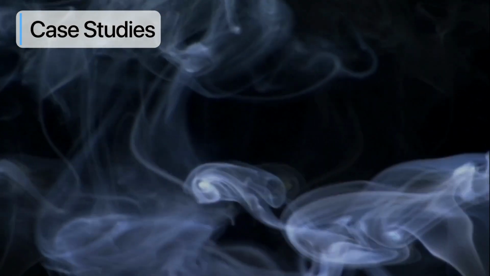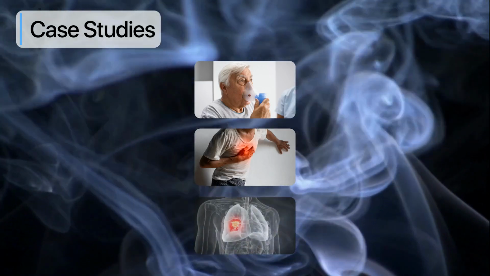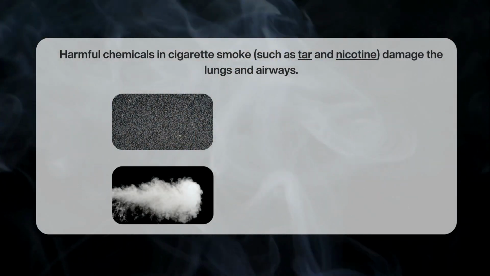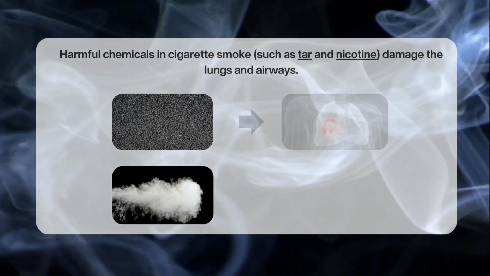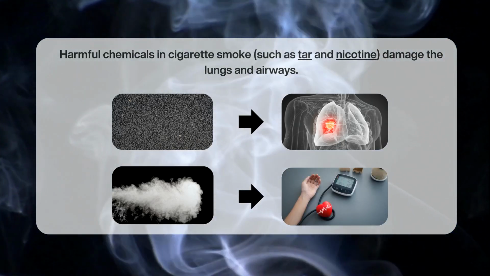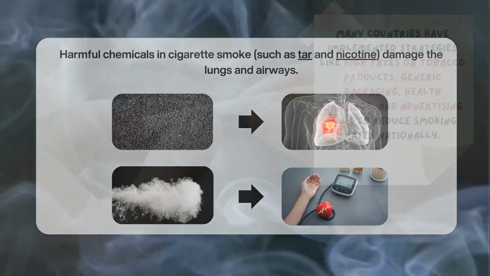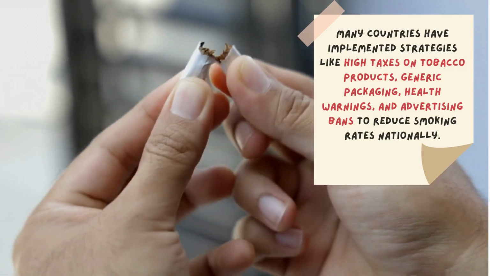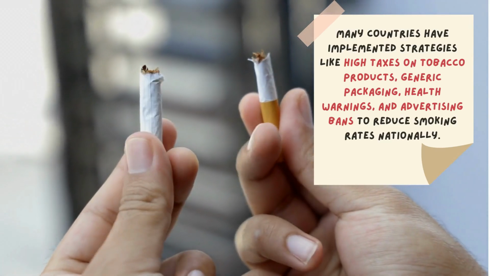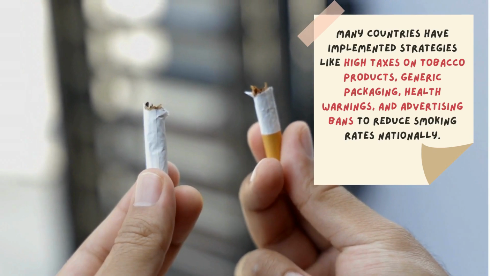Smoking is one of the leading causes of lung diseases, including COPD, pneumonia, and lung cancer. Harmful chemicals in cigarette smoke, including tar and nicotine, damage the lungs and airways. Tar can lead to lung cancer, while nicotine contributes to the thickening or hardening of the arteries and high blood pressure by causing plaque buildup in the arteries. To combat these health risks, many countries have implemented strategies like high taxes on tobacco products, generic packaging with health warnings, and advertising bans to reduce smoking rates nationally.